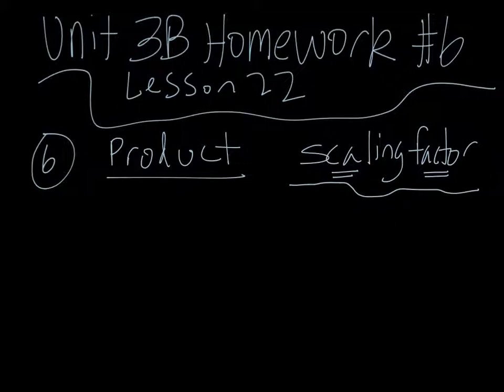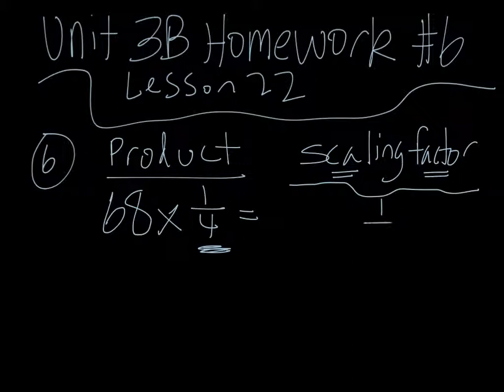So we're going to take the product, 68, and we're going to multiply it times 1/4. Now, 1/4 is less than 1. When your scaling factor is less than 1, that's going to make your product smaller. When your scaling factor is more than 1, like for example, if it was 5/4, then that would make your product bigger. But in this case, we have 1/4.